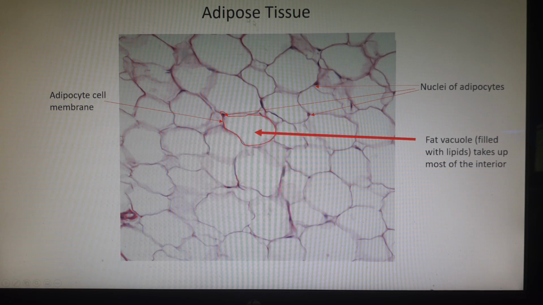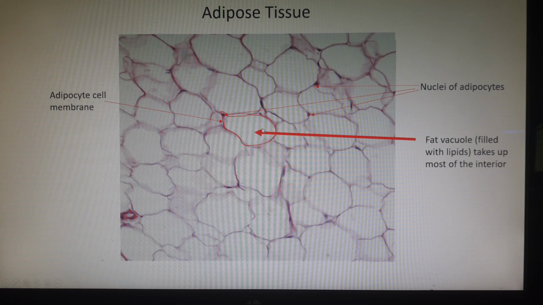Because the purpose of adipose tissue is to store energy in the form of fat or lipids. It's good for insulation, it's good for energy storage, and it's good for cushioning.